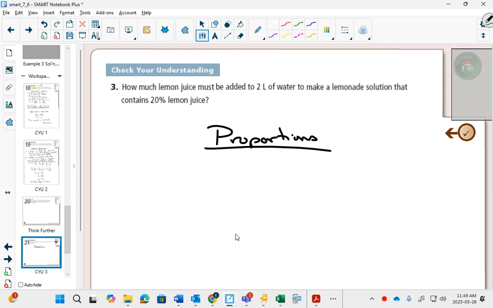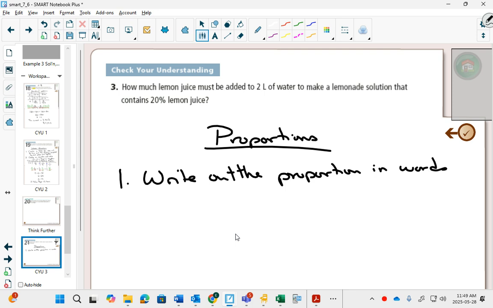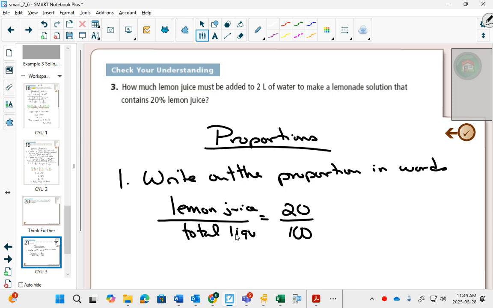What's the problem is because a proportion, and this is step 1. Step 1 is write out, and you can maybe skip this if you want, the proportion in words. Well, I want 20% lemon juice. 20%, well this is not words, but I'll write that as a number. But it would be your lemon juice over the total liquid. That's how you get a percentage, right? It's how much lemon juice you have out of the total.